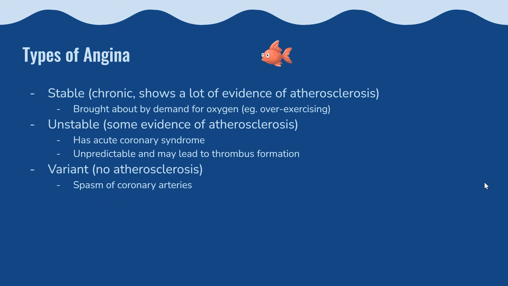So there's 3 types of angina. Stable angina is chronic angina. Often there's a lot of atherosclerosis in this type of angina, and it's brought about by a demand for oxygen. An example of this is over-exercising.